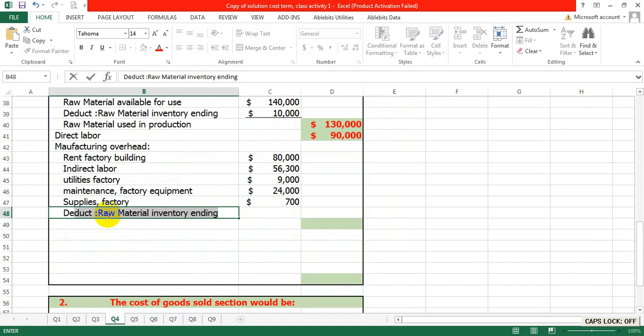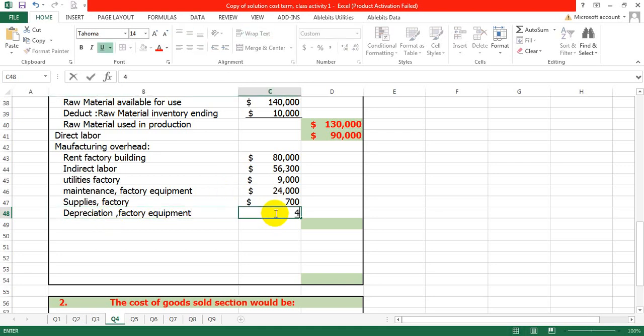Depreciation, I hope you know it very well because you have learned financial accounting, principles of accounting as well. Depreciation factory equipment is 40,000, right?